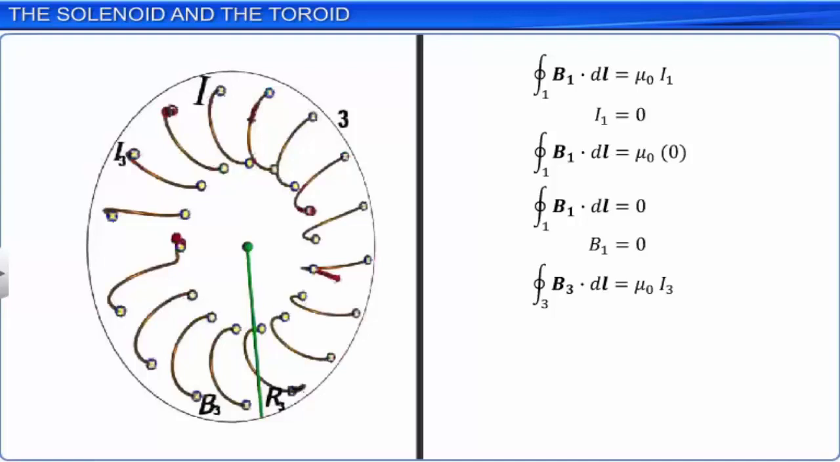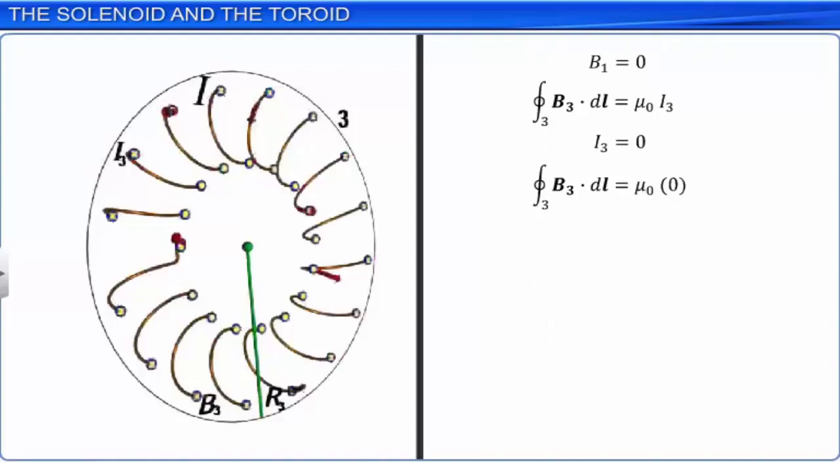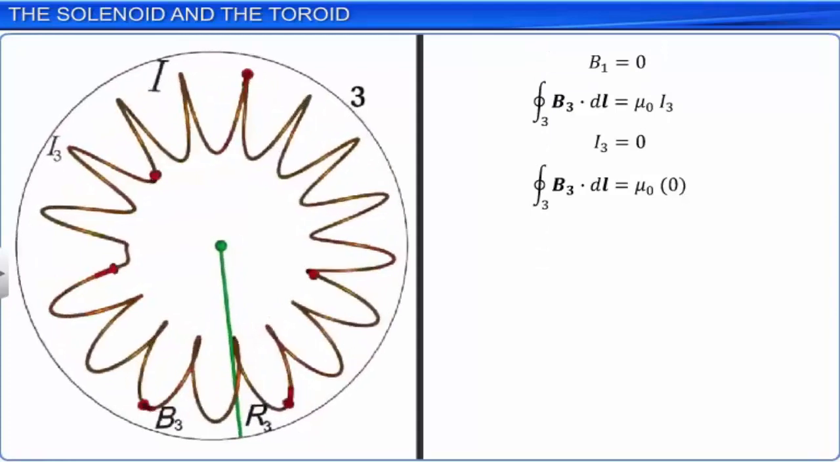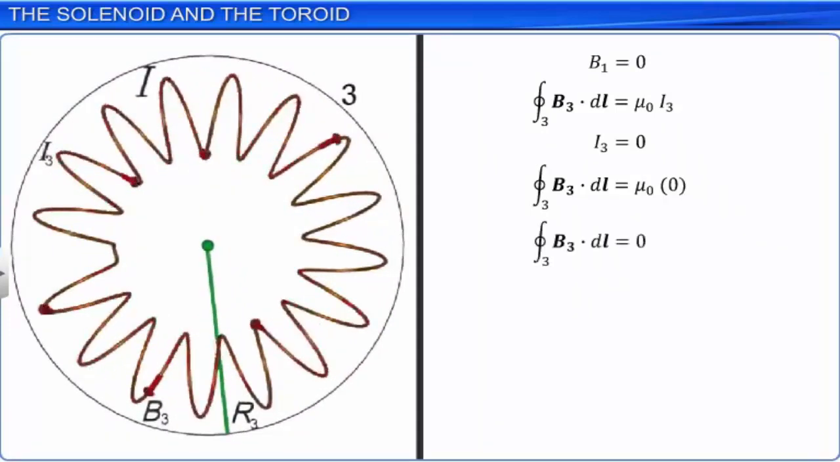Thus, the net current enclosed by loop 3 is equal to 0. Then, the integral over the closed loop 3 of B3 dot dl is equal to mu naught into 0. Hence, the magnetic induction B3 due to the current enclosed by the Amperian loop 3 is equal to 0. Now consider the Amperian loop 2.